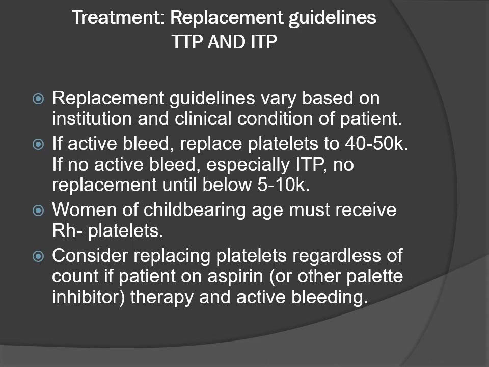The one exception to that is with ITP, where their platelets run low. If you try to replace these patients up to 150,000, they would live in the hospital. So most guidelines say replace when it's below 5 to 10,000. Always remember, and this is not specific to this, but women of childbearing age need Rh negative platelets in general.